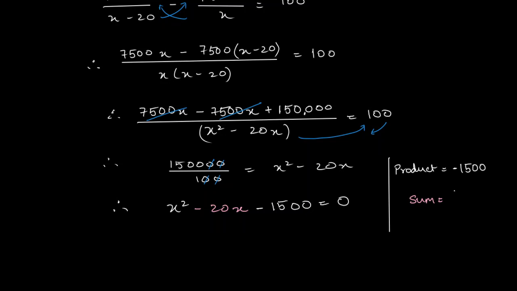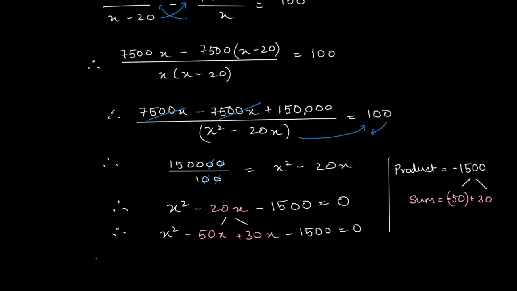Those two numbers will be minus 50 into 30, right? So minus 50 into 30 is negative 1,500, and minus 50 plus 30 is negative 20. So those will be my two factors. So that's the way I'm going to split the middle term here. So x square minus 50x plus 30x minus 1,500 is equal to 0. So this is how I'm splitting the middle term here.